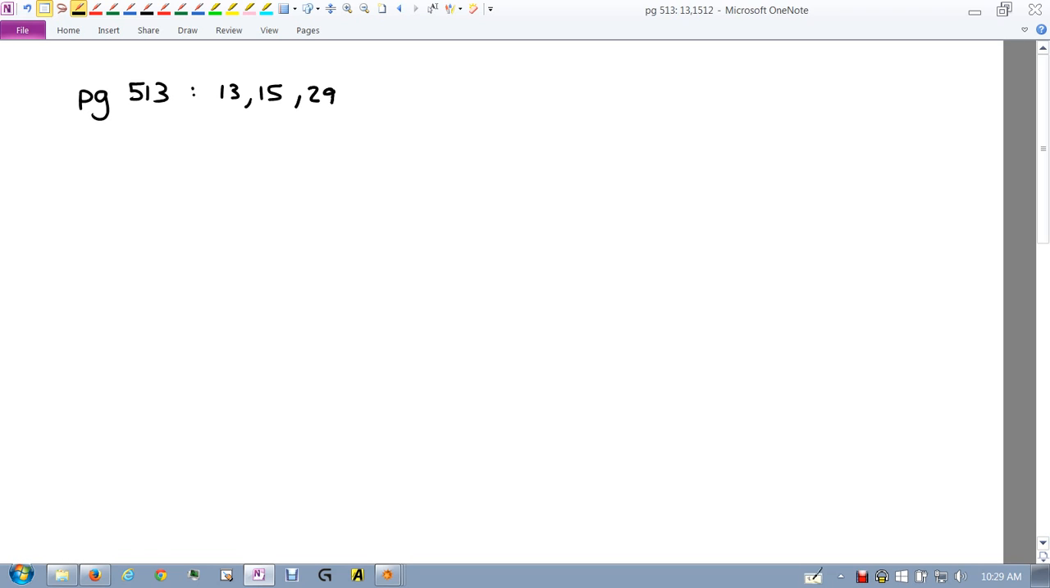Problem 29 is an area problem. 37 is an arc length problem. 39 is an arc length problem. So 13 and 15 is like find where the tangent is horizontal or vertical. 29 and 37, 29 is find the area, 37 is the length of the curve, 39 is length of the curve. Okay, that's a reasonable amount of problems to do between now and next time we meet.